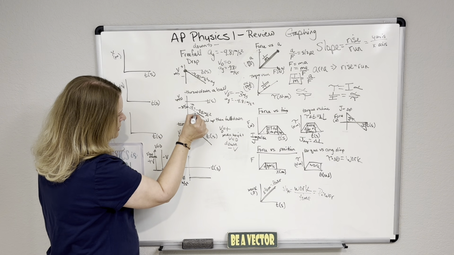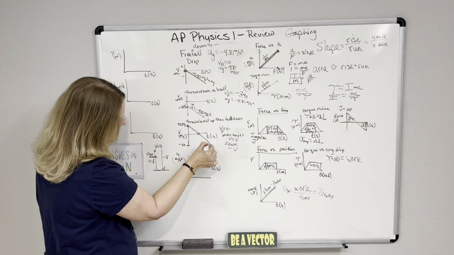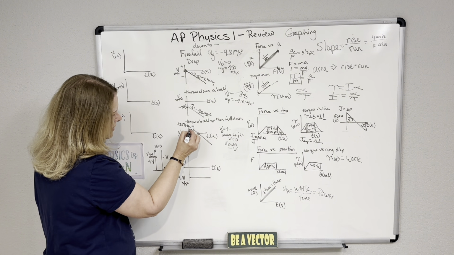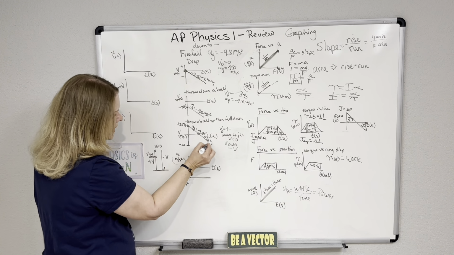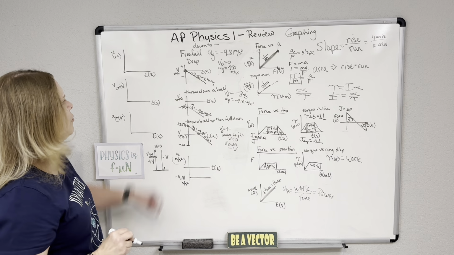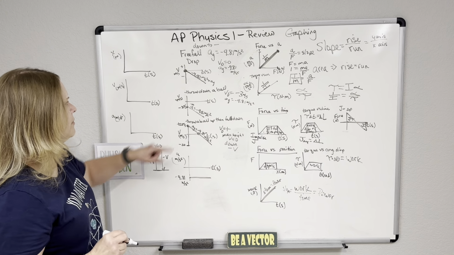And guess what? I tried to draw these all at the same exact angle. I'm sure I didn't do a great job, but I tried, because that's acceleration due to gravity, which is negative 9.81 meters per second squared. All right, that's how that looks for dropping it, throwing it down, or throwing a ball up.